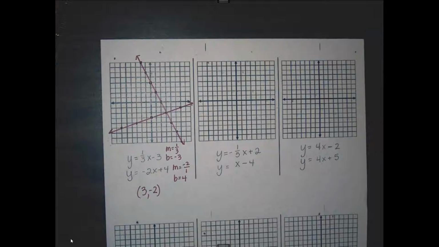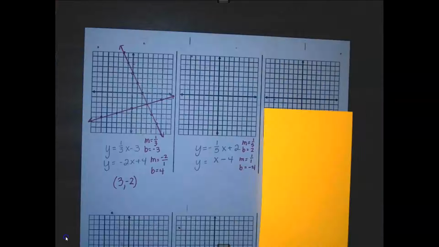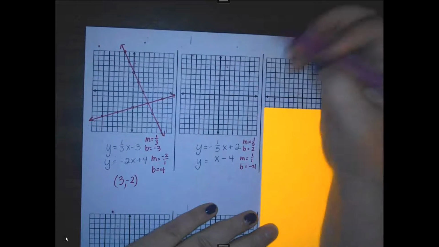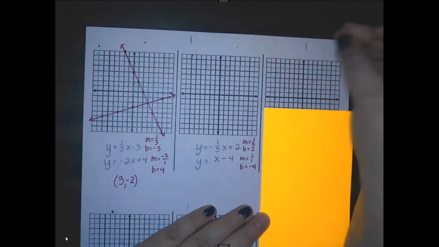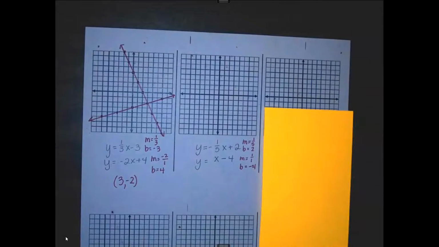All right, I want you to do the slope and y-intercept for the next one, and pause and push play when you're done with it. So you should have gotten m is 1/5, b is 2, m is 1 over 1, and b is -4. So let's go ahead and graph it. I want you to pause, graph this, and unpause when you're finished.